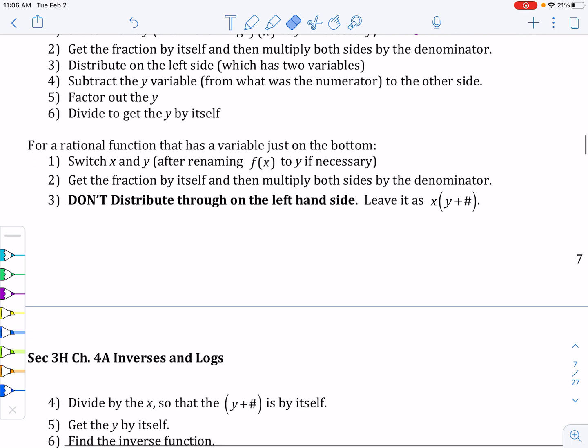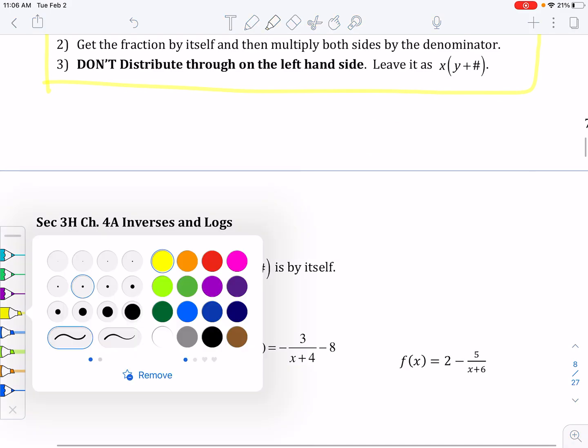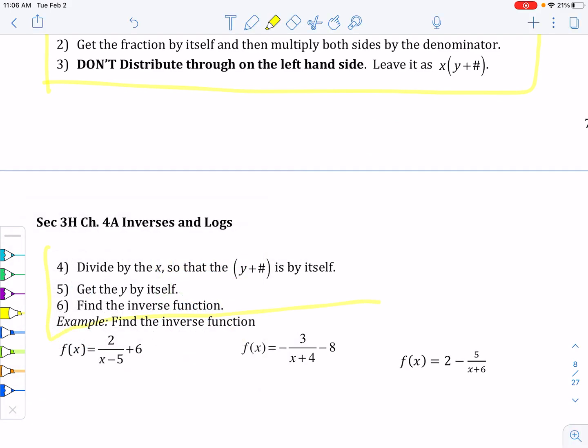Our rational function, we're only going to do the kind where you just have a variable on the bottom instead of both the top and the bottom. Okay? So we've got this process here. Now let me show you what that looks like.